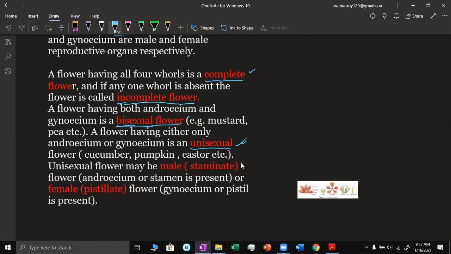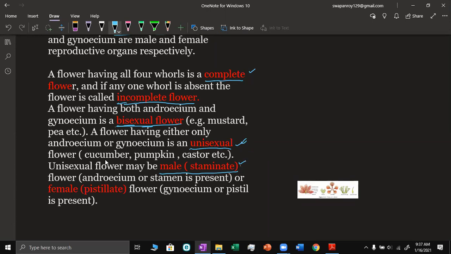Okay, in the sunflower family, they have this unisexual flower, either male. These male flowers are also known as staminate flowers, because they have stamens. Stamens are the component of androecium. So that's why they are called staminate flowers.